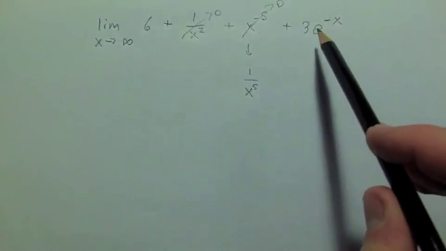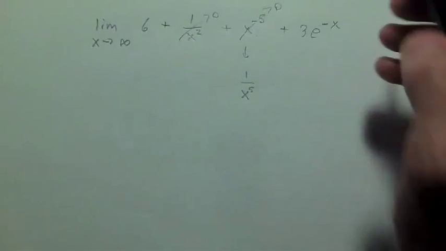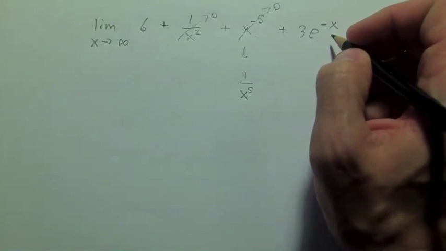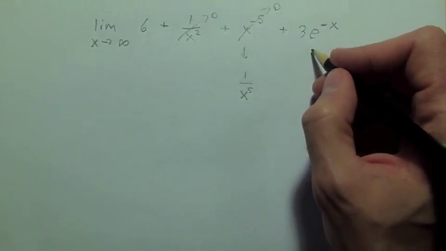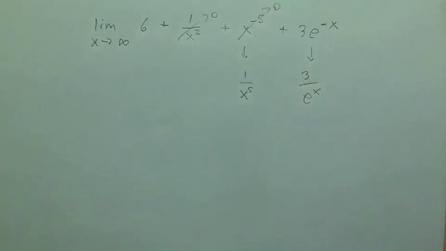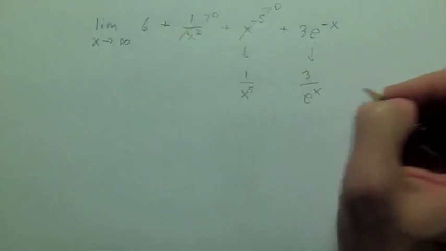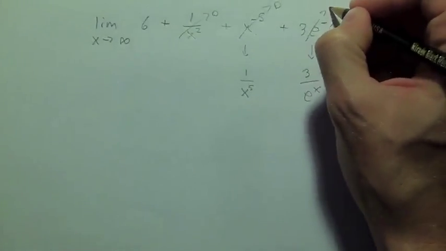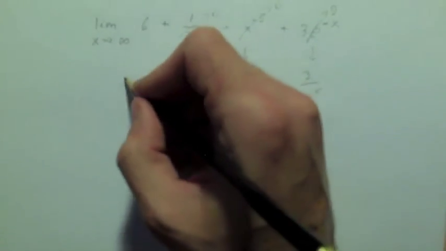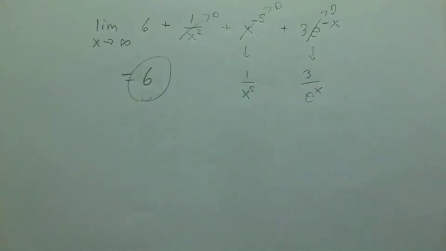And then 3e to the negative x, of course we know from what we just talked about that that is going to go to 0, but also you could say that that is 3 over e to the x. And that would be, as x goes to infinity, 3 over infinity, which is 0. So all these go to 0, and so the whole shebang ends up being 6. So the limit as x goes to infinity of 6 is simply 6.